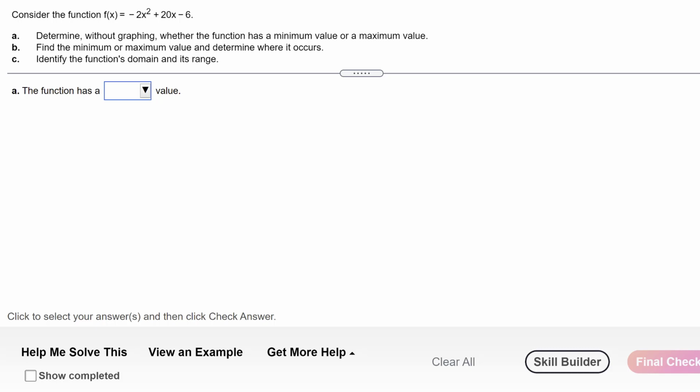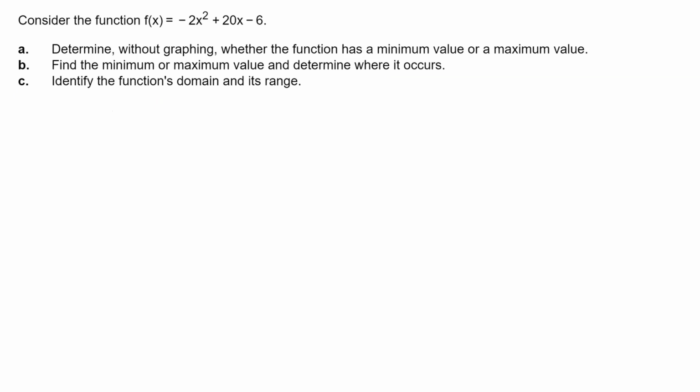Here is an example from MyMathLab. We need to consider the function f of x equals negative 2x squared plus 20x minus 6. And we need to answer several questions about this function. So I've copied this onto my notebook paper.